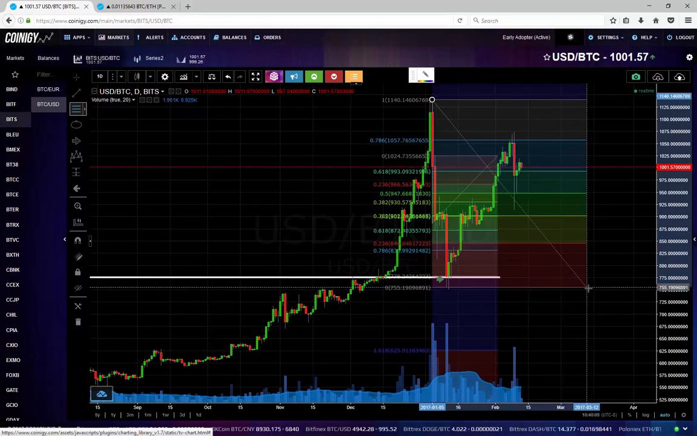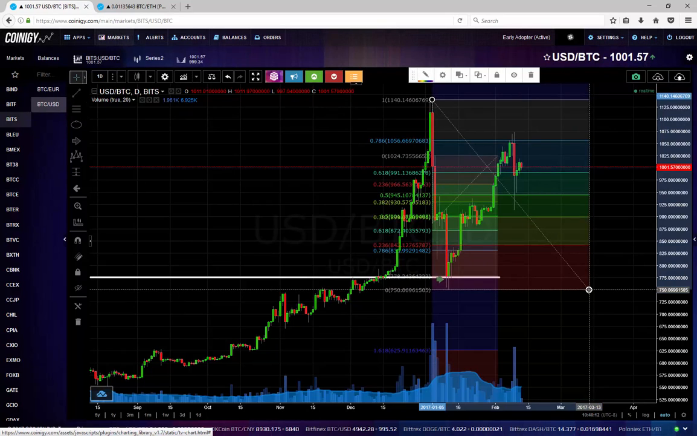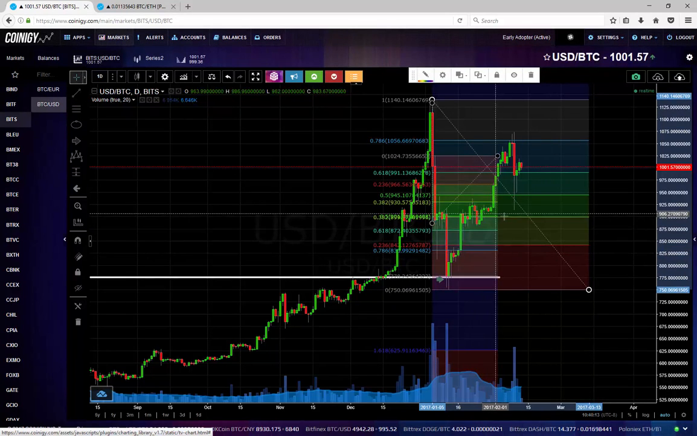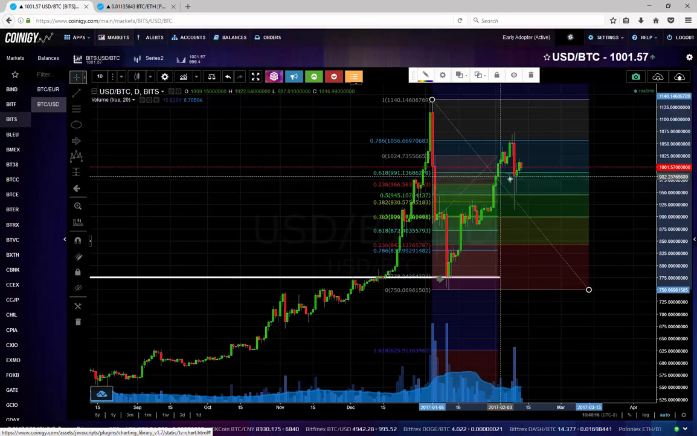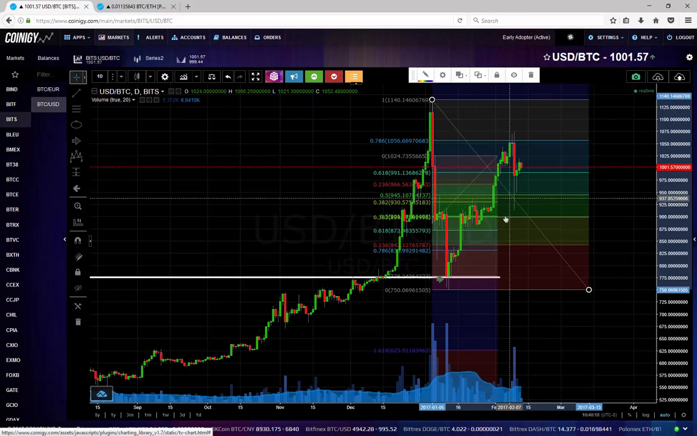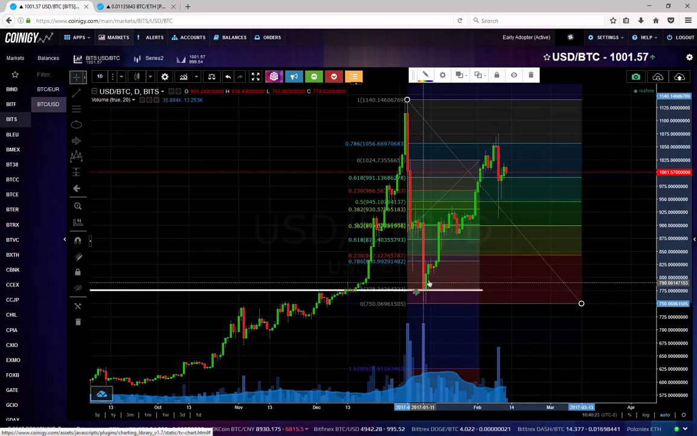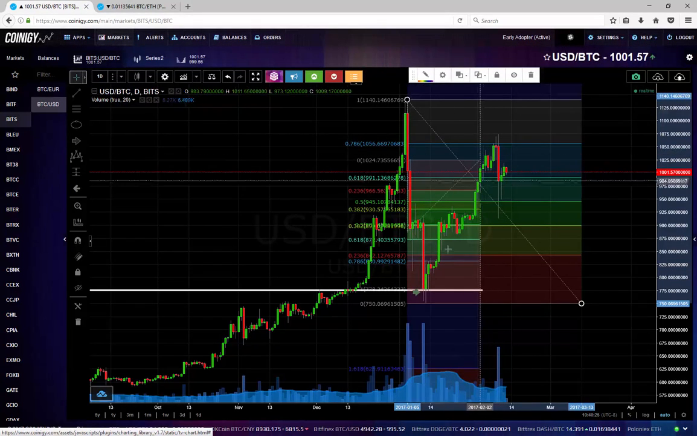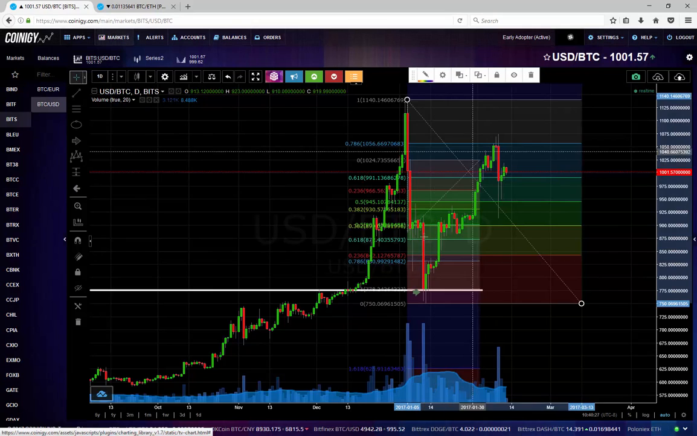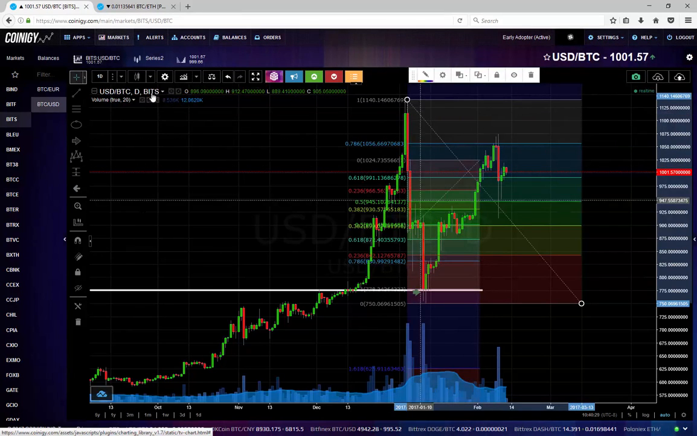I set 900 as my first target, 950, and then 1000 as my last target. Now, I didn't nail the exact top. I got pretty close to the bottom, but I didn't nail the exact top. You don't have to nail exact bottoms and tops. You can get the most of it, the meat of the trade.